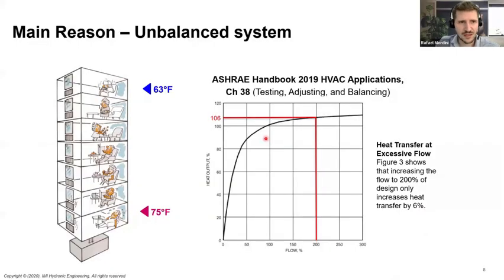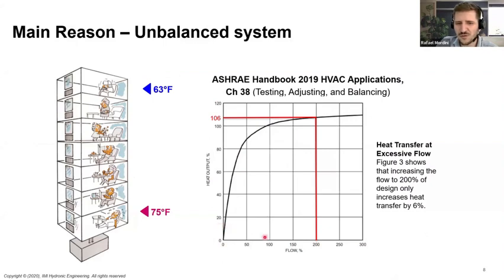Moving on, talking about an unbalanced system. Ashley brought to us from the HVAC Applications Handbook this curve here. That's pretty much the coil curve. It shows the flow rate by the heat output, but it could be cooling output as well. See that this here is not linear, okay?